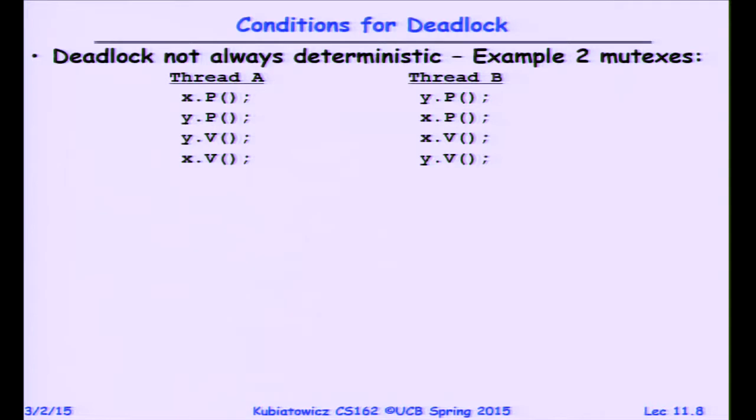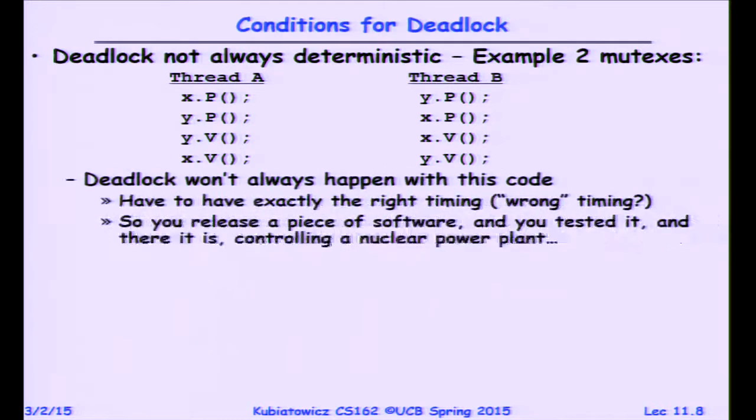And it only happens once in a blue moon. And how the heck do you debug this? Everybody see that this could be a problem. Do people see the cycle there? And lots of such things happen. So deadlock doesn't always happen with this code. You have to have exactly the right timing, although I guess you could call that the wrong timing.